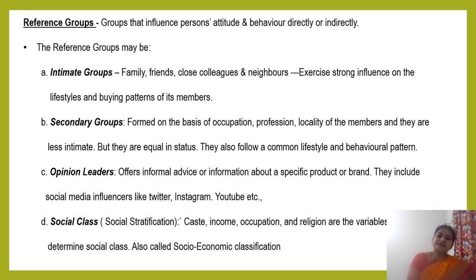The second group is secondary groups. This secondary group is formed on the basis of occupation, profession, and locality of the members, that is the place of residence of the members, and they are not that close like intimate groups. There is less intimacy among the group members, but they enjoy equal status. They also follow a common lifestyle and behavioral pattern. They do shopping in the same shopping zone, and they usually buy products from selected shops.